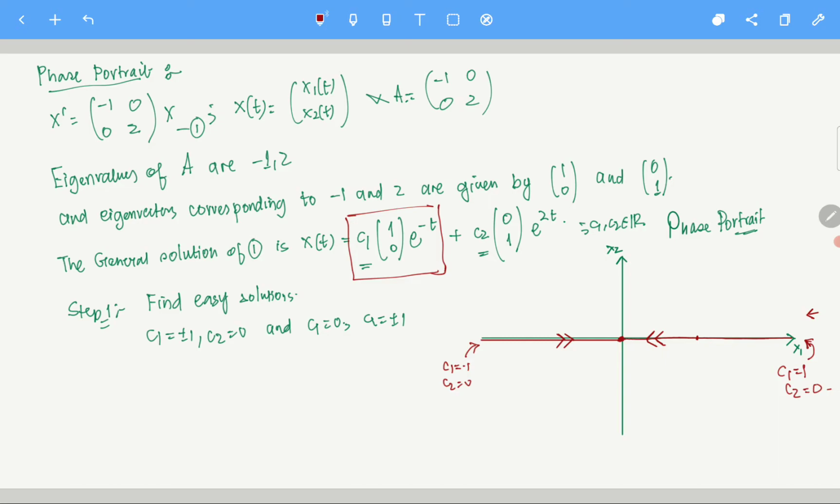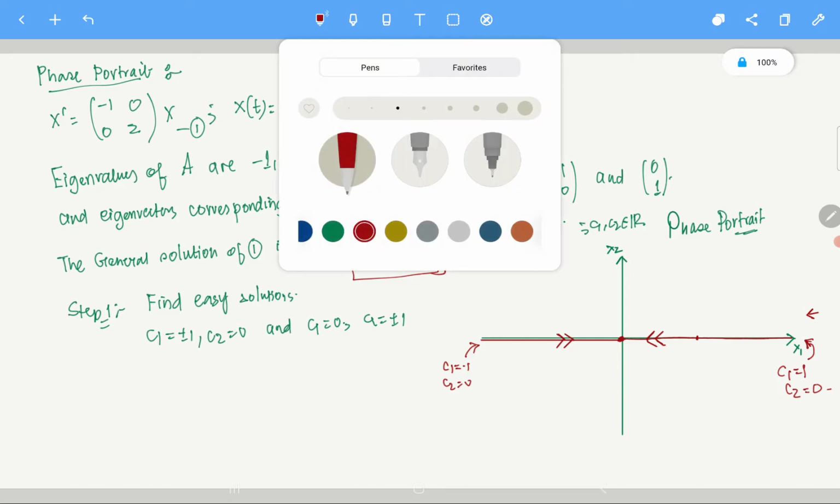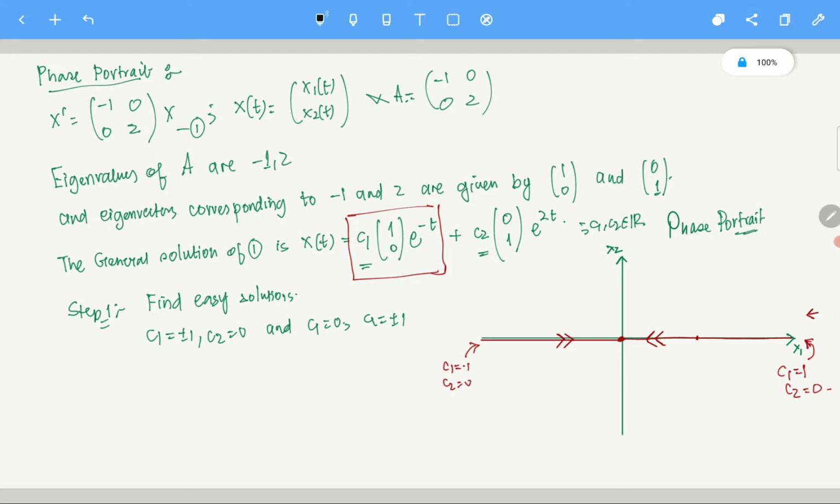Okay, now these are two solutions, I need another two solutions. So for the other two solutions maybe I can use another pen, maybe I can use the black one. So this is our other solution. Okay, so that solution, let's just draw. So you see this is the other solution, this is the other solution.